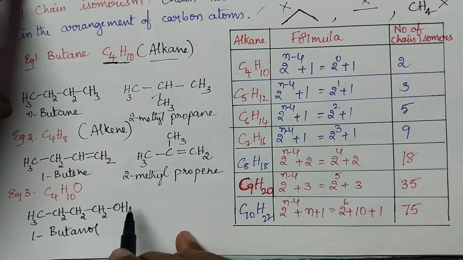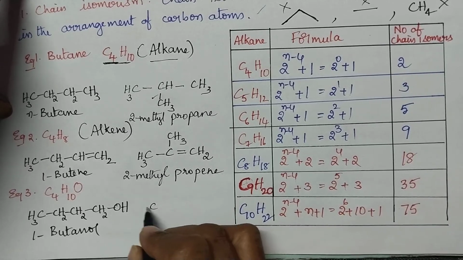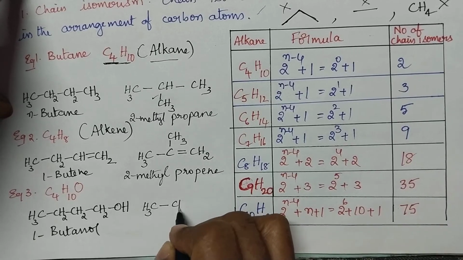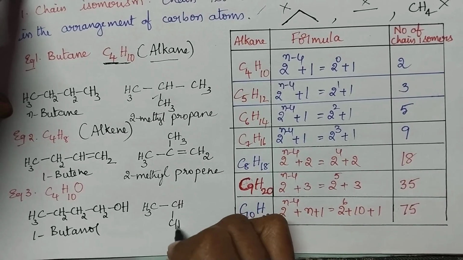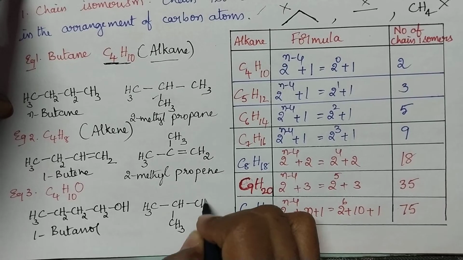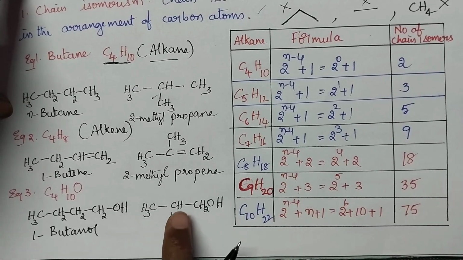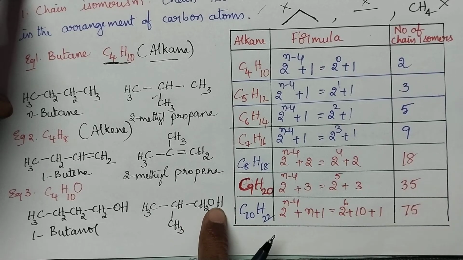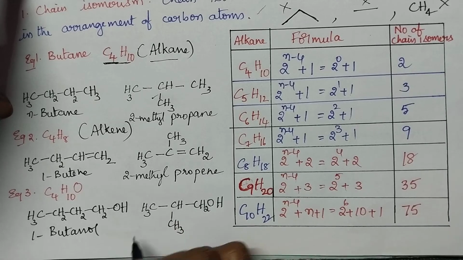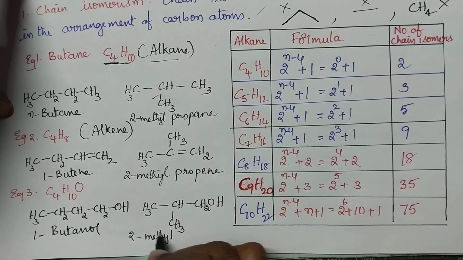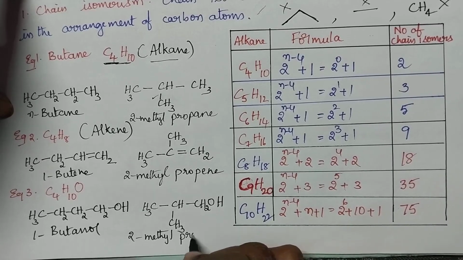You just try to write the corresponding chain isomer. You just change the position of carbon atoms. So it will be CH3, CH, CH3, CH2OH. Can you name this compound? In the second position, a methyl group is present. And what is the functional group? Alcohol. So it will be called 2-methyl propanol.